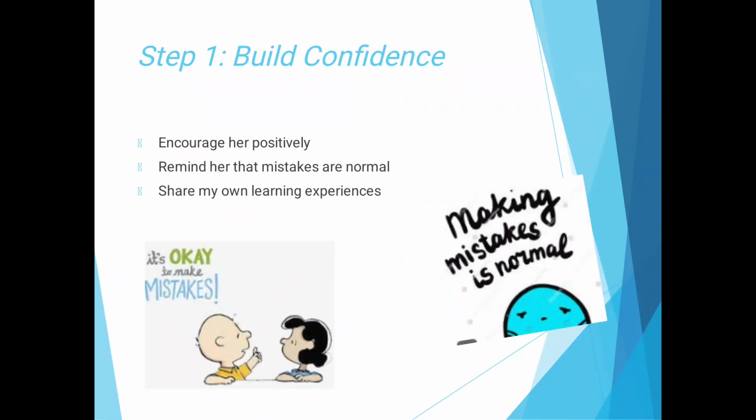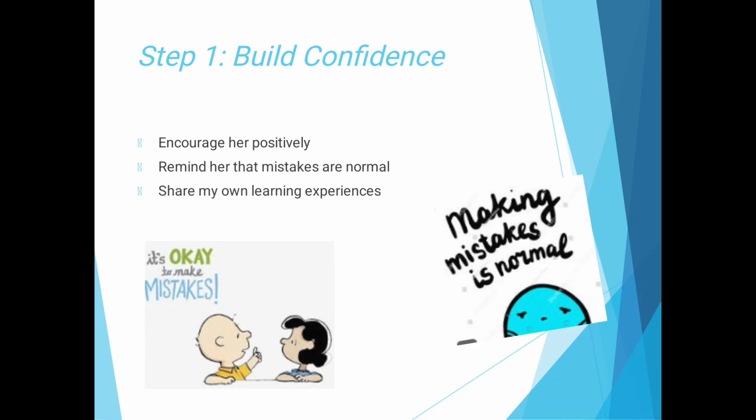So the first step for me as a friend would be to build her confidence. I would encourage her positively, which is a must thing a friend should do. I'll encourage her positively that it's fine, it's okay to try to speak. I would remind her that mistakes are normal. It's okay to make mistakes.